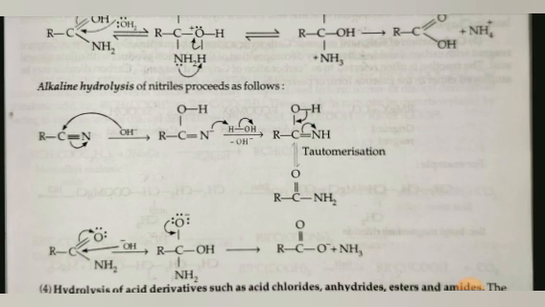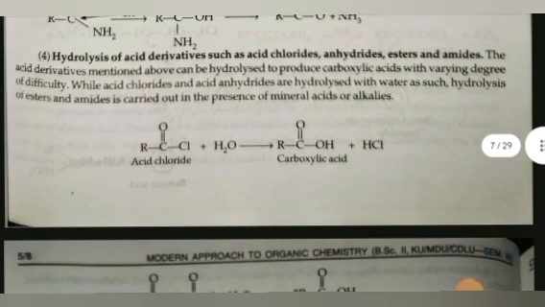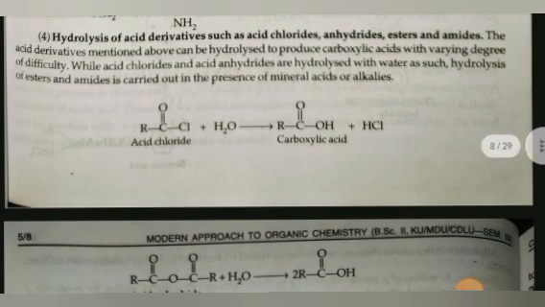Alkaline hydrolysis of nitrile proceeds as follows. Fourth is hydrolysis of acid derivatives such as acid chloride, anhydride, ester, and amide. The acid derivatives mentioned above can be hydrolyzed to produce carboxylic acid with varying degrees of difficulty, while acid chloride and acid anhydride are hydrolyzed with water as such. Hydrolysis of ester and amide is carried out in the presence of mineral acid or alkalis.